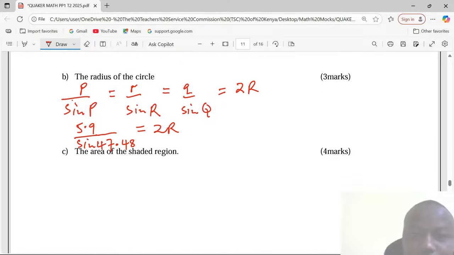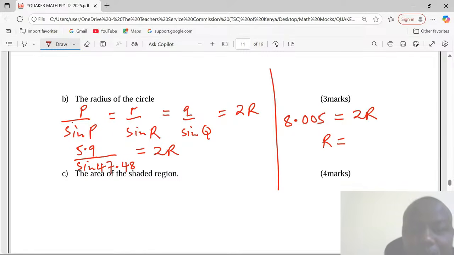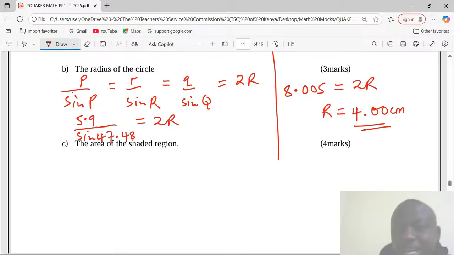2r. So how shall we get the value of r? Let me have 5.9 divided by the sine of this angle. I'm getting 8.005 equals 2r. So how do we get r? We divide it through by 2. So this is going to be 4.00, actually to 2 decimal places. So this is 4.00 centimeters. That is the radius.